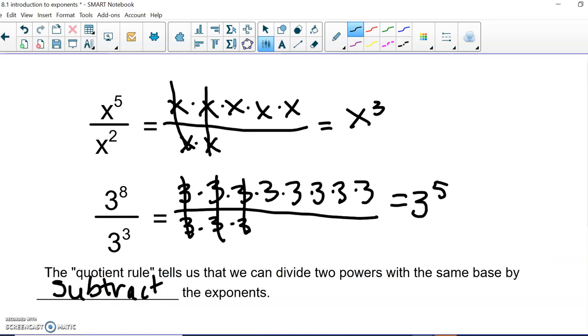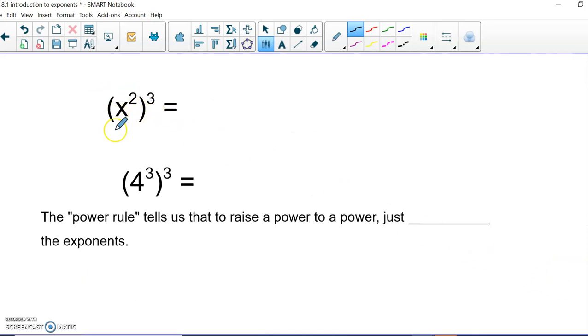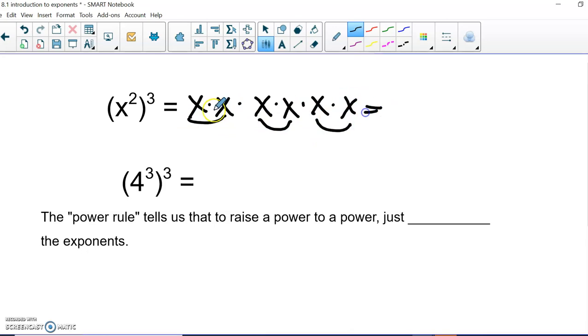All right, one more. Now we're going to take an exponent to another power. It's called the power rule. So what this is saying is we want 3 sets of x squared, or x to the second power. So here's one set of x squared, and we want 3 of them. Here's another set of x squared, and we're supposed to have 3 of them. So we take 3 sets of x squared, and you can see we end up with 6 x's, or x to the sixth power.